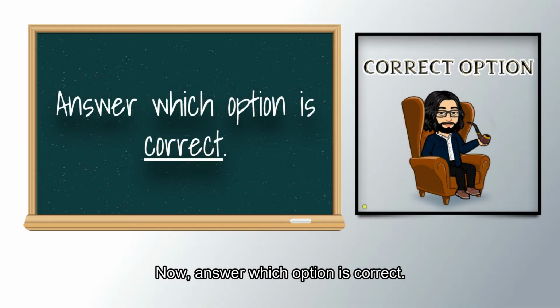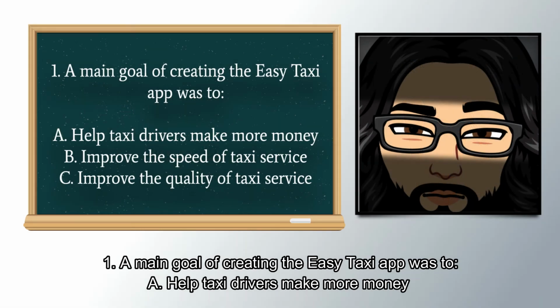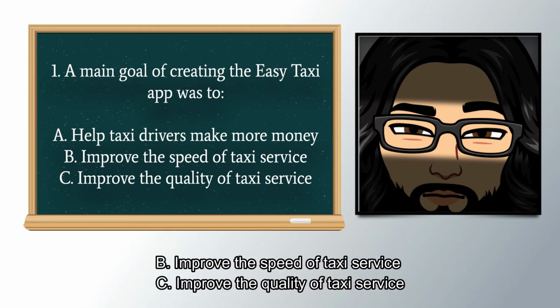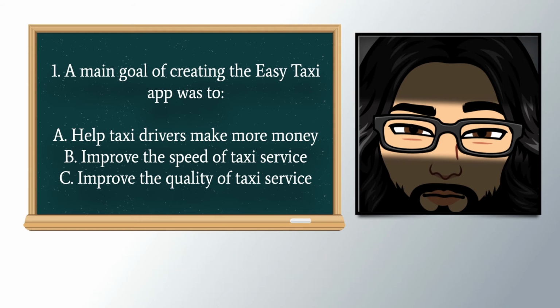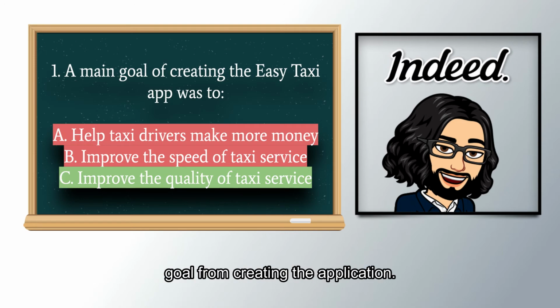Now, answer which option is correct. A main goal of creating the Easy Taxi app was to A. Help taxi drivers make more money, B. Improve the speed of taxi service, or C. Improve the quality of taxi service. The correct answer is C. Improve the quality of taxi service, since we read that this is the ideal goal from creating the application.